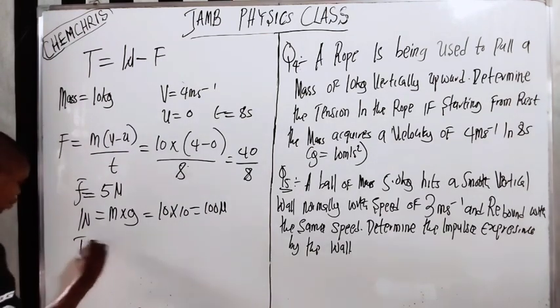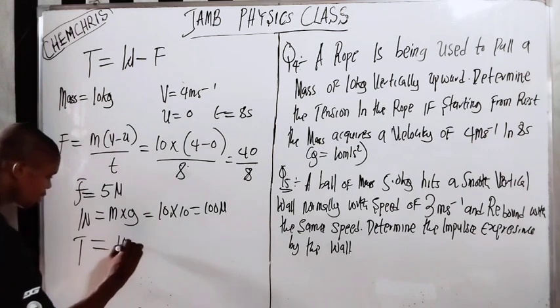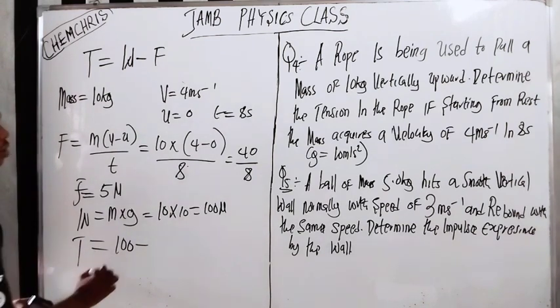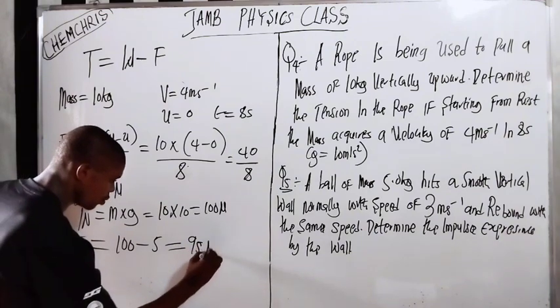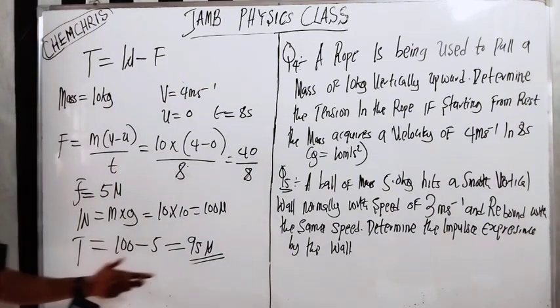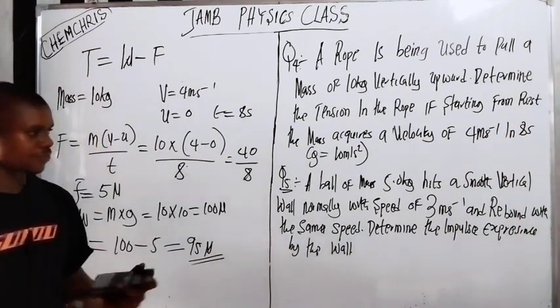So now, can you get my tension? The tension in the rope is 100 minus 5. What will be the answer? 95 Newton. So the tension in the rope is 95 Newton. You can see how easy it is, right?